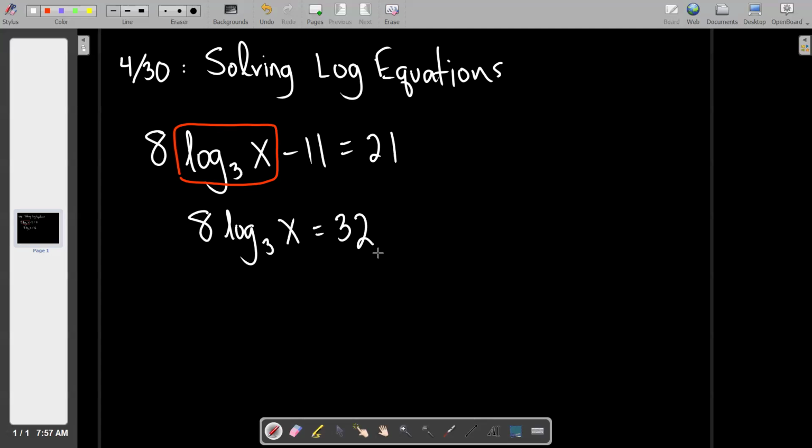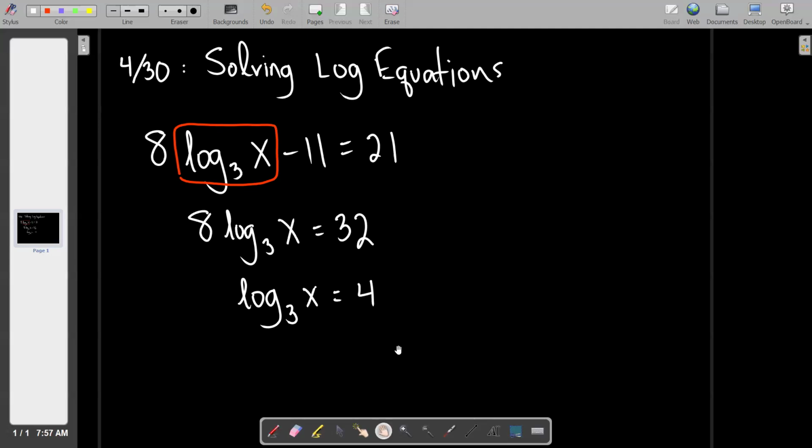Again, that's just rudimentary, basic pre-algebra thinking. Add 11 to both sides. You've been doing that since 6th or 7th grade. How do we finish the job and get the log by itself? We divide by 8. The log is still just sitting here waiting for us to be done messing around. And then 32 divided by 8 is 4.